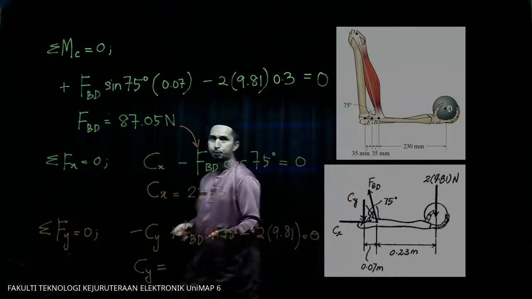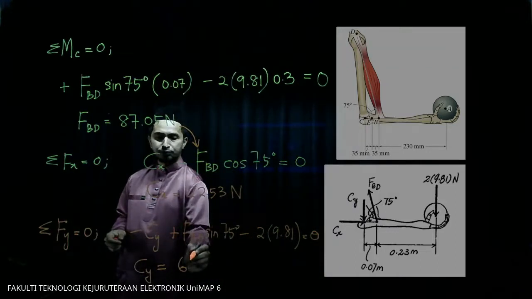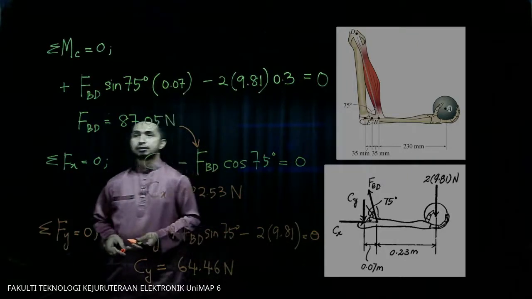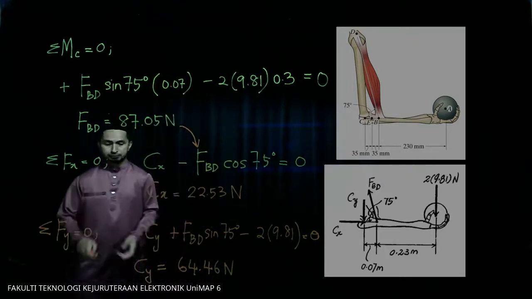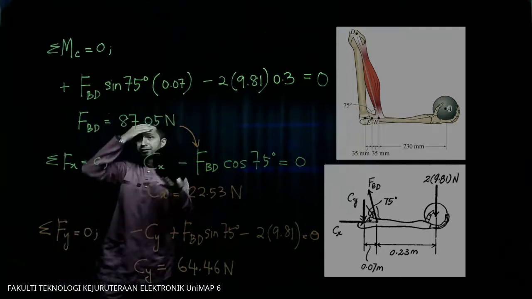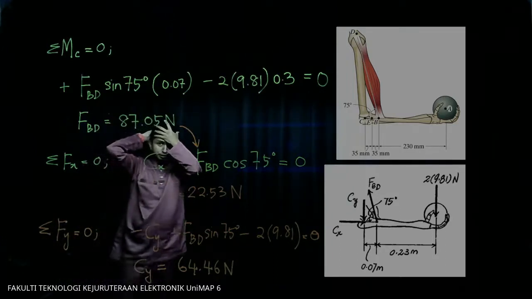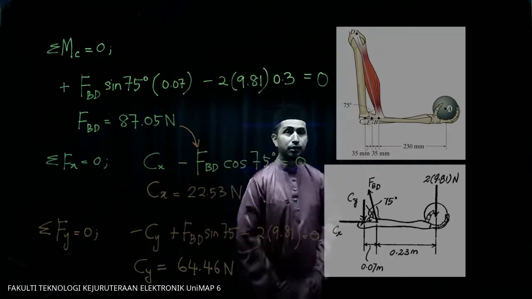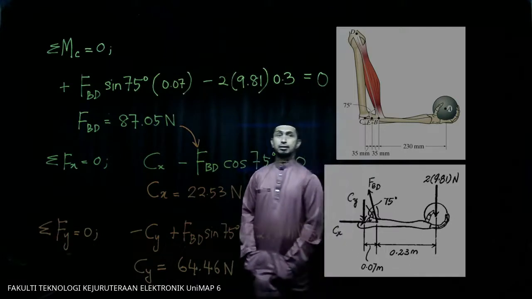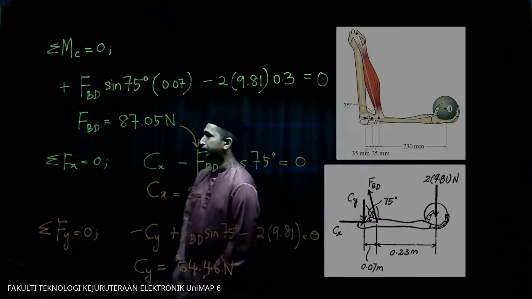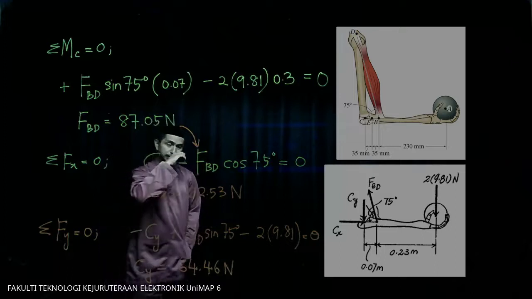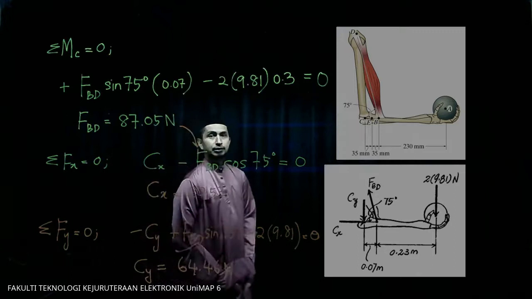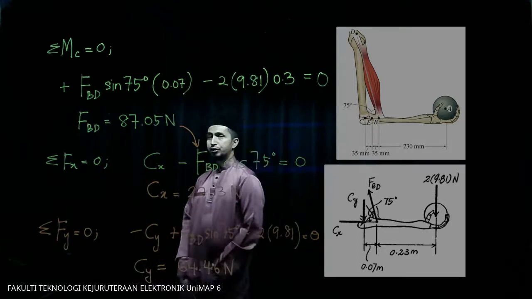Adni says 64.46. How about the rest? 64.46. Okay, Aina also got the same answer. Anis, same. Anis Raihana same. Okay, good. Yasin, same? Okay, Ain Izzati also 64.46.